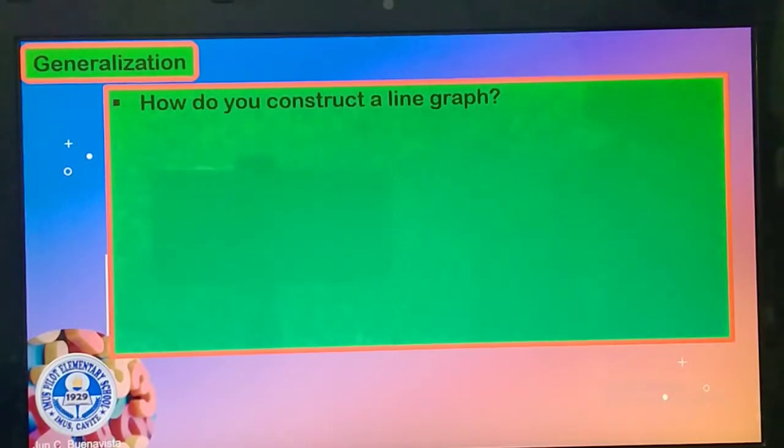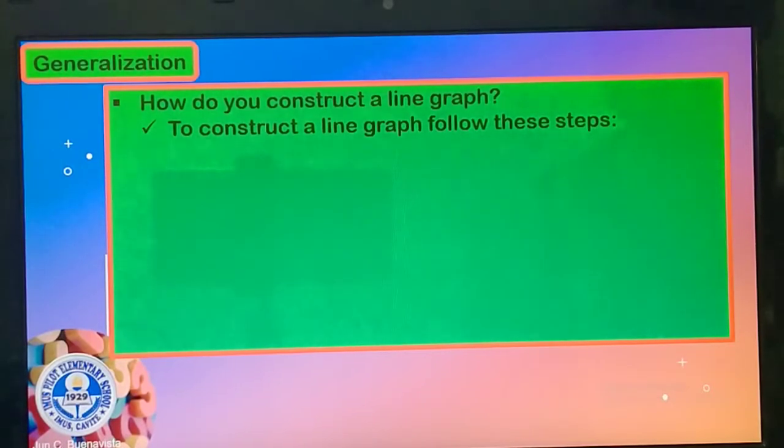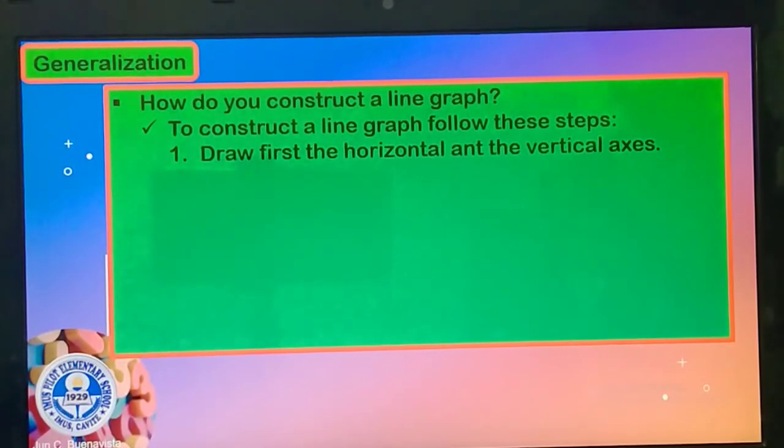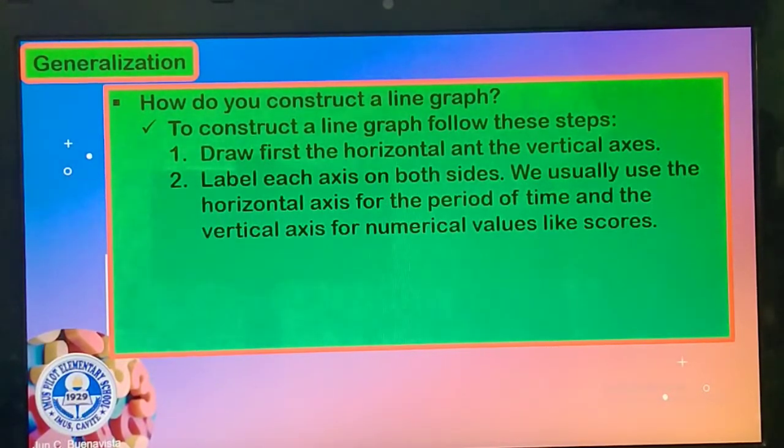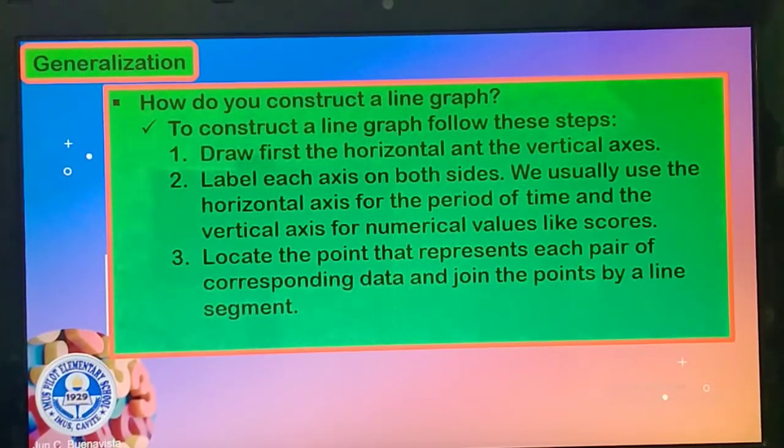How do you construct a line graph? Okay, to construct a line graph, follow these steps. 1. Draw first the horizontal and the vertical axis. Then label each axis on both sides. We usually use the horizontal axis for the period of time and the vertical axis for the numerical values like scores. Then number 3, locate the point that represents each pair of corresponding data and join the points by a line segment. And write the title of the graph.